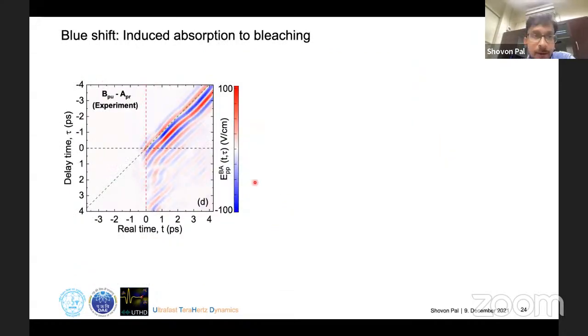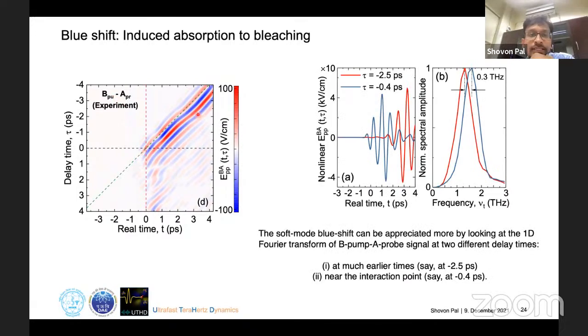Let us first look at the pump probe signal. Take a pump probe signal, let's say B pump A probe, at two different points: a very far point when the two pulses are well separated from each other, and the point of interaction when both pulses are together. Compared to these two scenarios, you have one case where the field is extremely high and another where the field is half of the other.